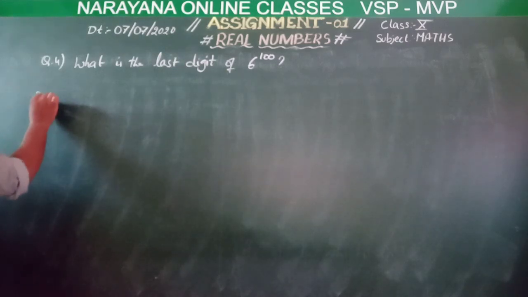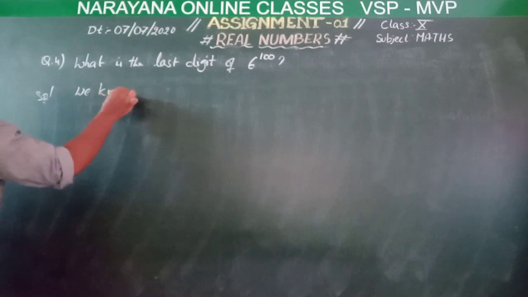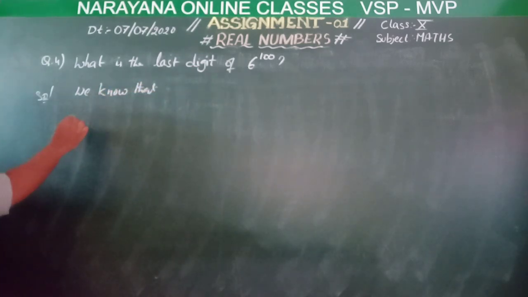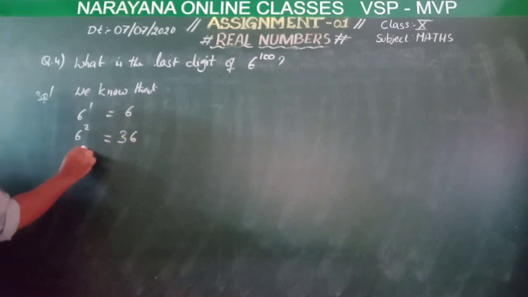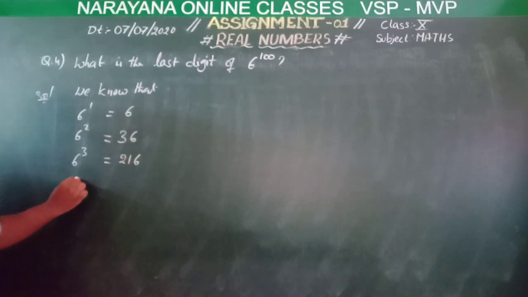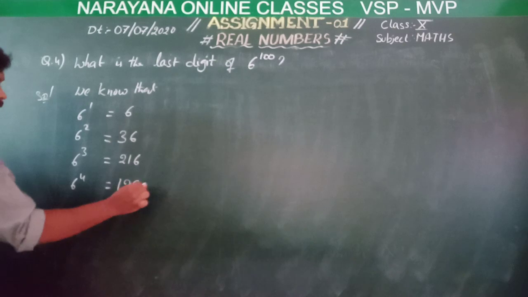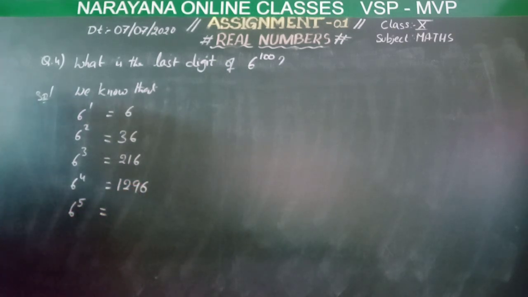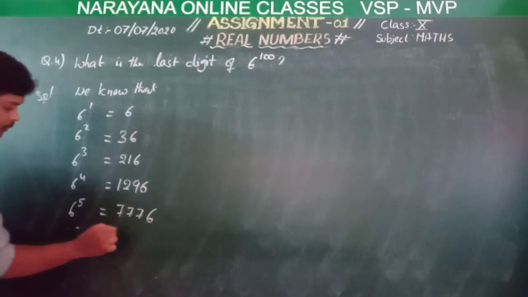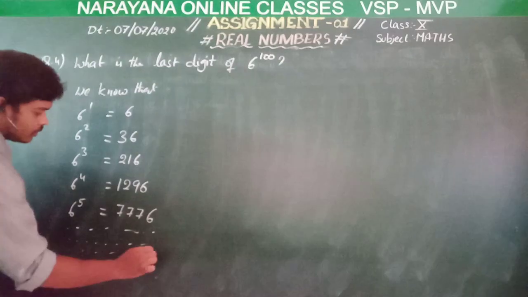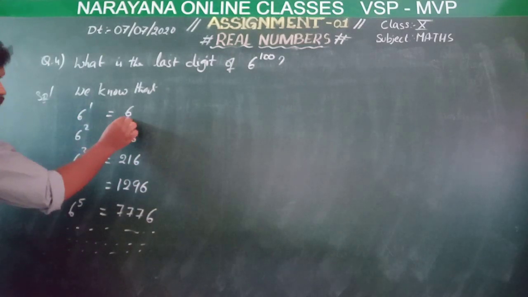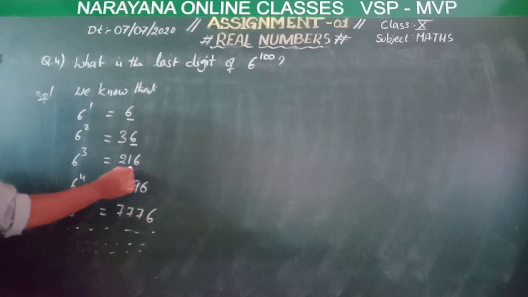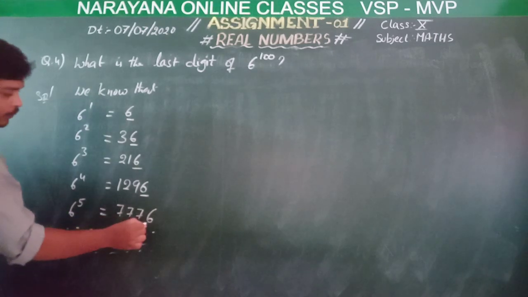So we know that, see children here, 6 to the power of 1 value is 6. 6 square value is 36. 6 cube value is 216. 6 to the power of 4 value is 1296, and 6 to the power of 5 value is 7776. If you go with all the positive powers and observe the last digits of the results, 6 to the power 1 is 6, 6 square unit digit is 6, 6 cube unit digit is 6, 6 to the power of 4 unit digit is 6, and 6 to the power of 5 unit digit is 6.